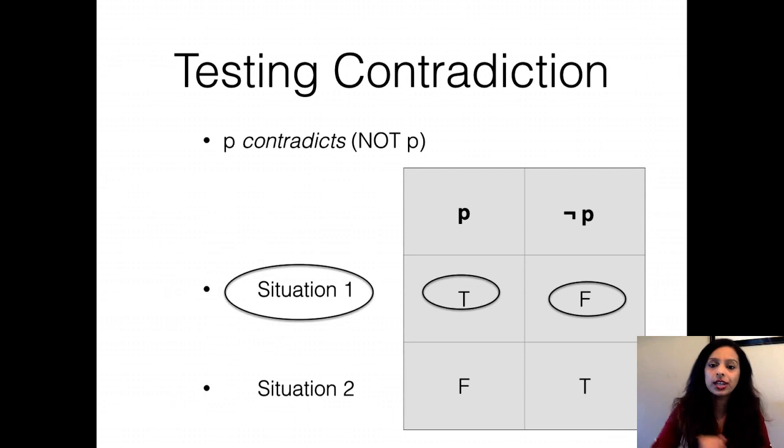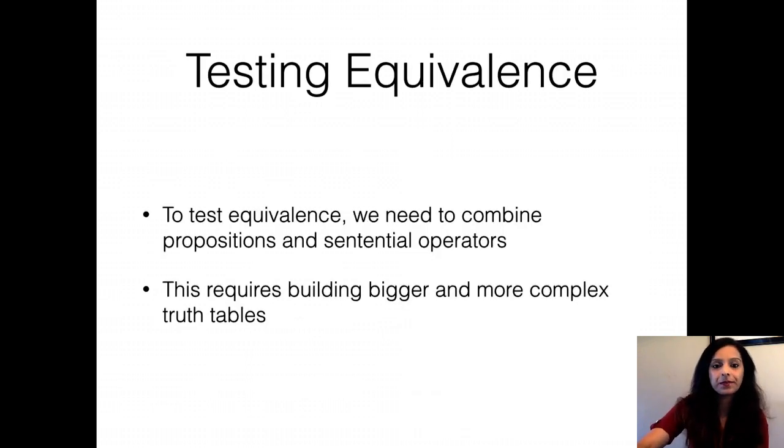To test contradiction, we have again a truth table. So you have P and the negation of P, and you can see that you have only two situations here because there are only truth values associated with one proposition. So when P is true, negation of P is false, and therefore situation 1 is enough to show that P contradicts negation of P.